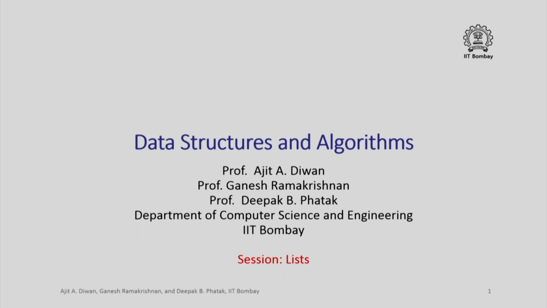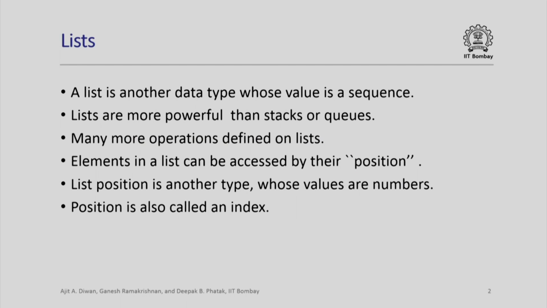Hello and welcome to this session in which we will look at yet another data structure whose value is a sequence, and this can be called lists or arrays sometimes also. They differ from stacks or queues in the sense that they are more powerful and there are many more operations defined on these objects. So, stacks and queues had a few simple operations like push and pop or insert defined for them. Lists have many more general operations already defined, which can be used more easily, and elements in a list can be accessed by their position in the list.